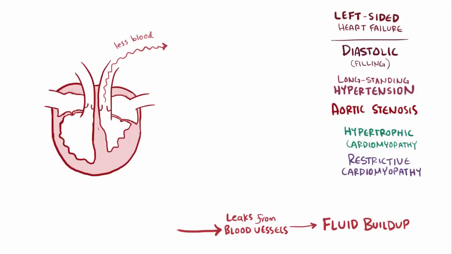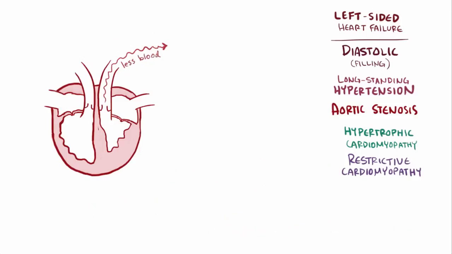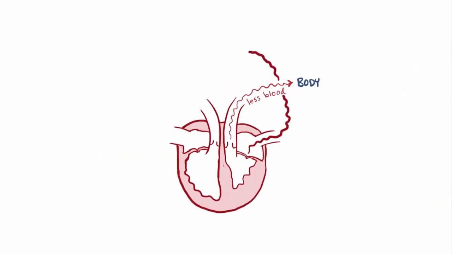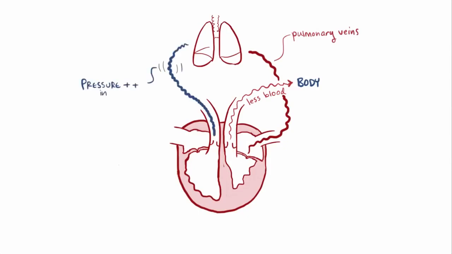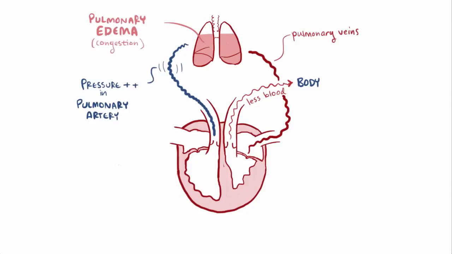Alright, so a major clinical sign of the heart not being able to pump enough blood forward to the body is that the blood starts to back up into the lungs. A backup of blood in the pulmonary veins and capillary beds can increase the pressure in the pulmonary artery and can also result in fluid moving from the blood vessels to the interstitial space, causing pulmonary edema or congestion.